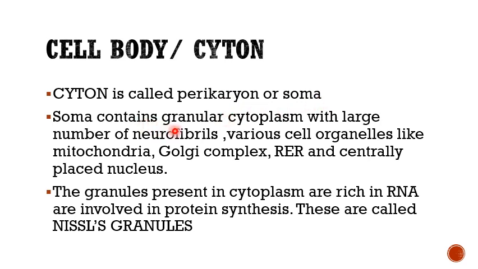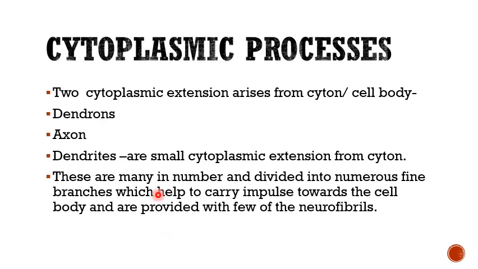Soma contains granular cytoplasm with a large number of neurofibrils, various cell organelles like mitochondria, Golgi complex, rough endoplasmic reticulum, and a centrally placed nucleus. Granules present in the cytoplasm are rich in RNA and involved in protein synthesis, and these are called the Nissl granules. Two cytoplasmic extensions arise from the cyton or the cell body. Number one is dendron or dendrites, and number two is axon.